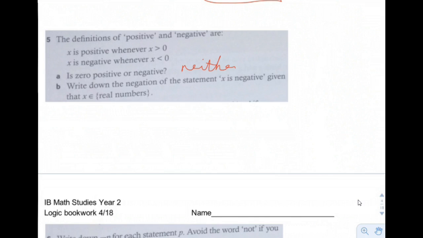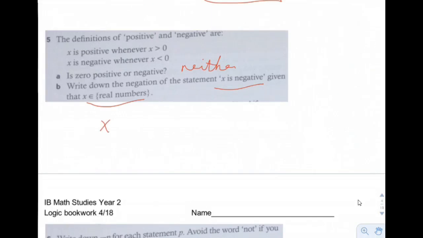Write down the negation of the statement x is negative, given that x is all the real numbers. Remember, the real numbers are pretty much every number we use in this class, including irrational numbers, which you probably don't remember anymore. Irrational numbers are like pi and square root of 2. Write down the negation of the statement x is negative.